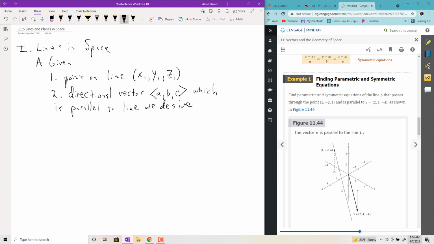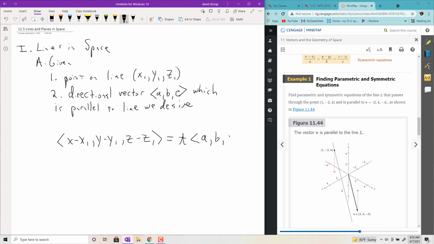Okay, so to say that kind of in math speak, we want the set of all points x, y, z, such that if you make a vector with that line, so how do I make a vector? You just subtract, right? So we have x minus x1, comma y minus y1, comma z minus z1. Okay, so that's just a generic vector, and then this has to be parallel. So parallel, that means a constant multiple of the directional vector.